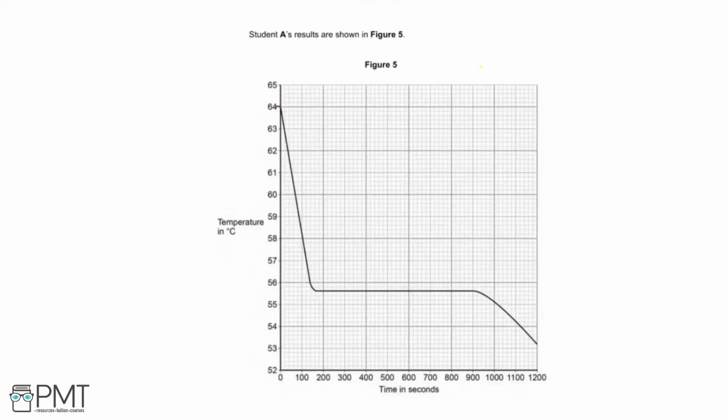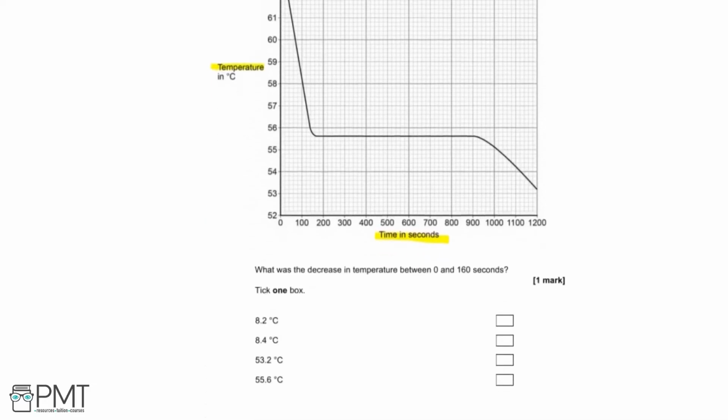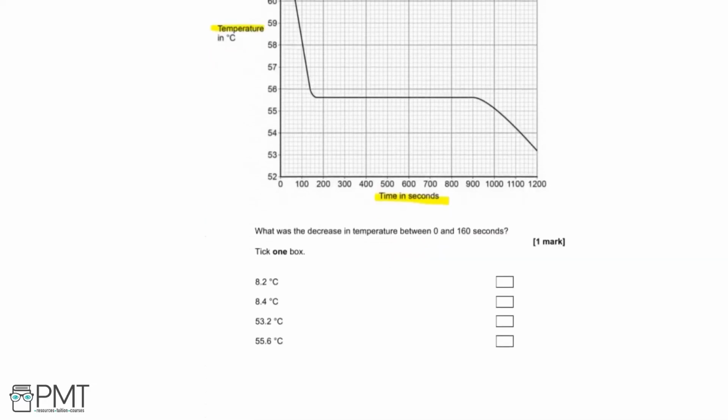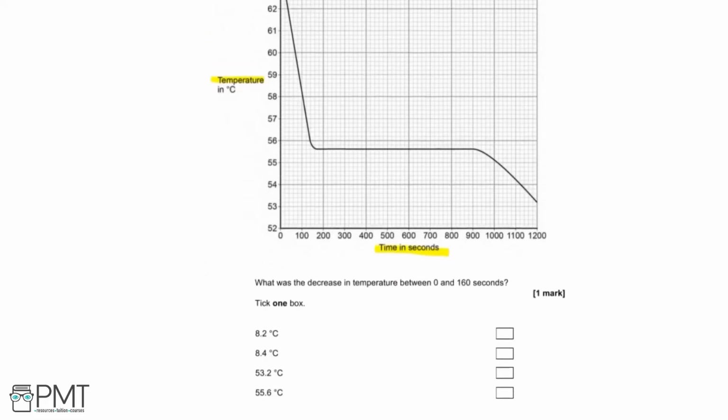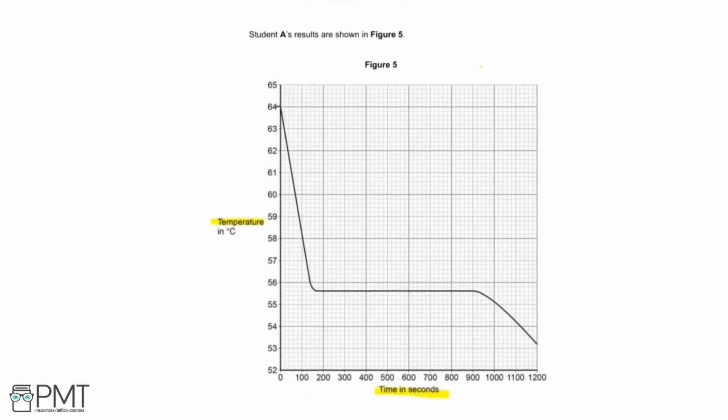Student A's result is shown in figure 5. You can see there's a graph of temperature against time, so you can find the temperature for any time. What was the decrease in temperature between 0 and 160 seconds? The temperature change during this period is going to be the temperature at 160 seconds minus the temperature at 0 seconds.